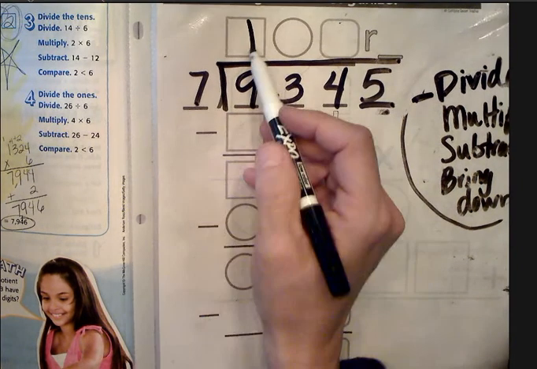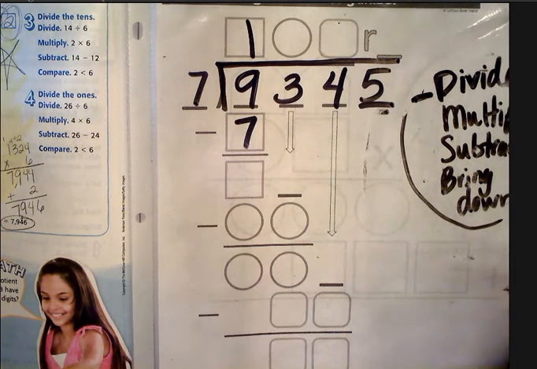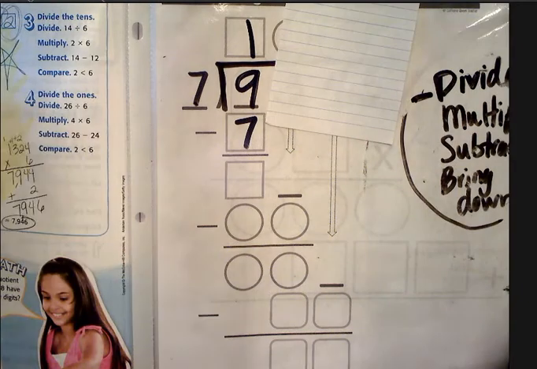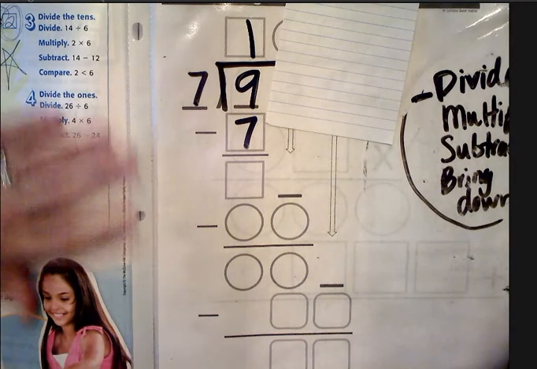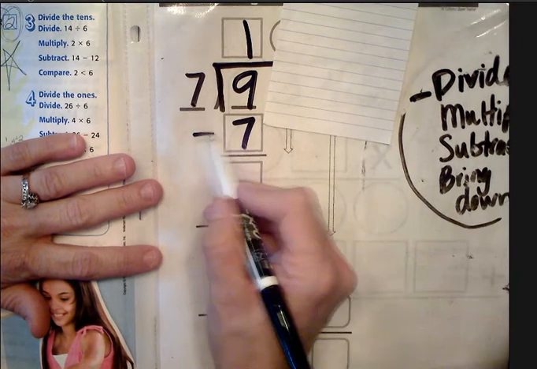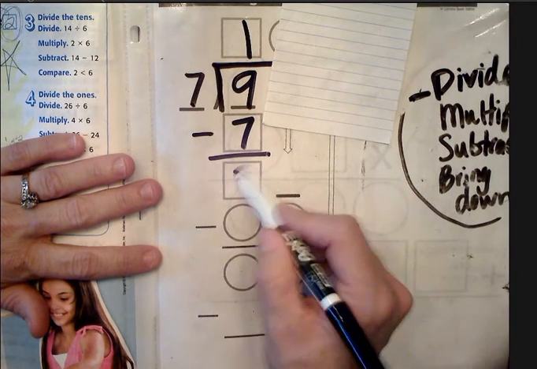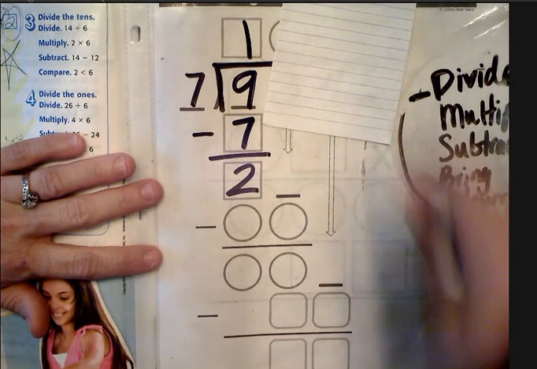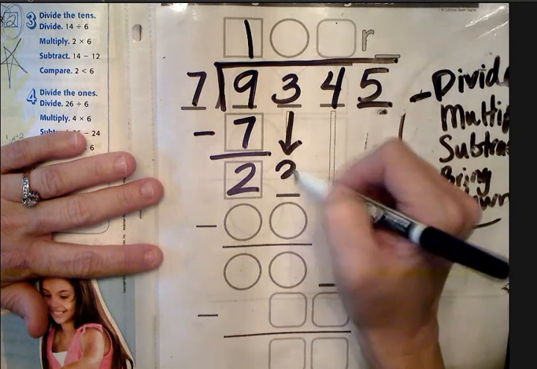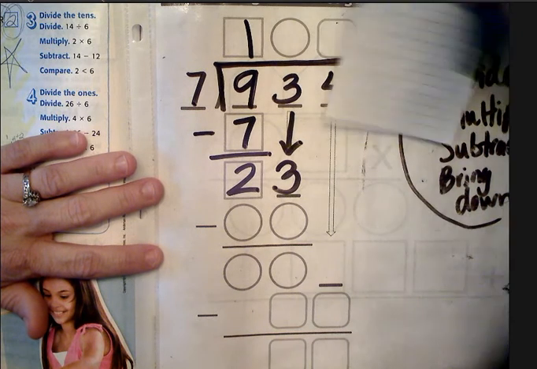Now we multiply. 1 times 7 is 7. And you see I'm still ignoring the rest of the problem. If you want, you can even take a little piece of paper and cover that part up, because you don't need to look at that part right now if it distracts you. Now we're on subtract. 9 minus 7 is 2. Now I'm on bring down, so I'm going to have to move my paper, and I'm going to bring down this digit. Now I can cover this part up because I'm done. I'm not going to use those.